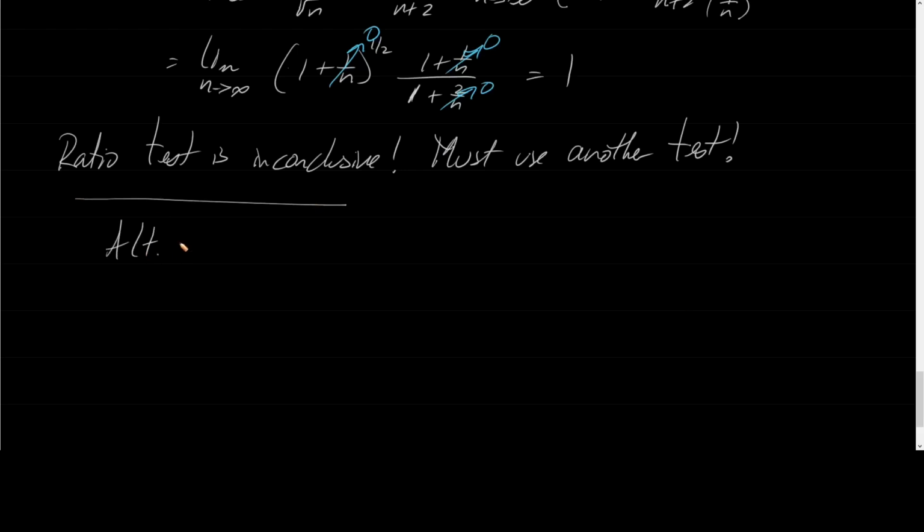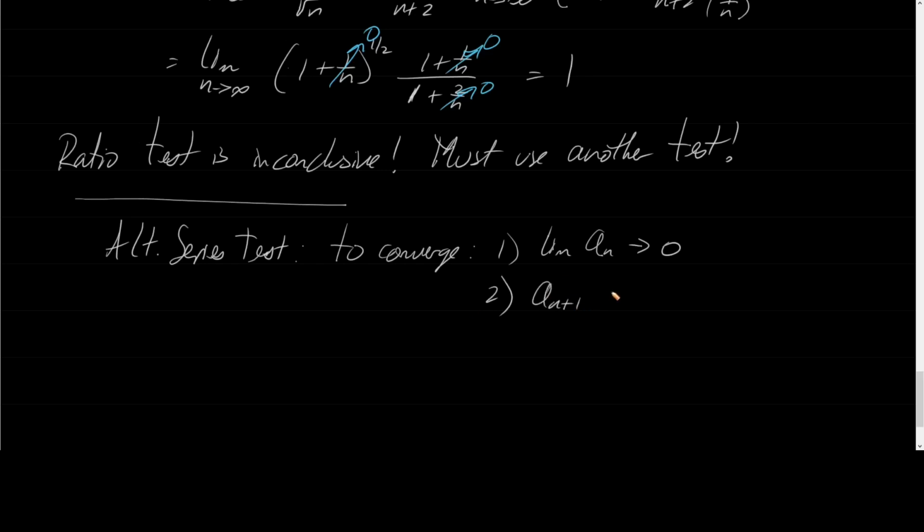First, let's remind ourselves what the alternating series test was. It said that to converge, we must pass these two conditions. We must have that the limit of a sub n goes to 0, and we must also have that a sub n plus 1 is less than a sub n, right? That is a decreasing sequence.